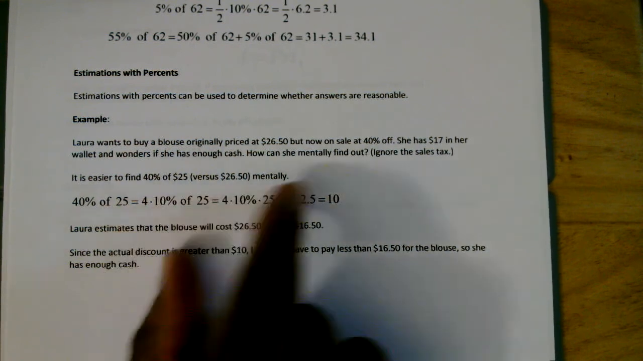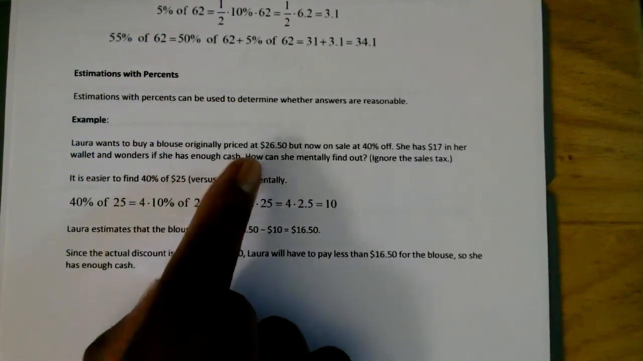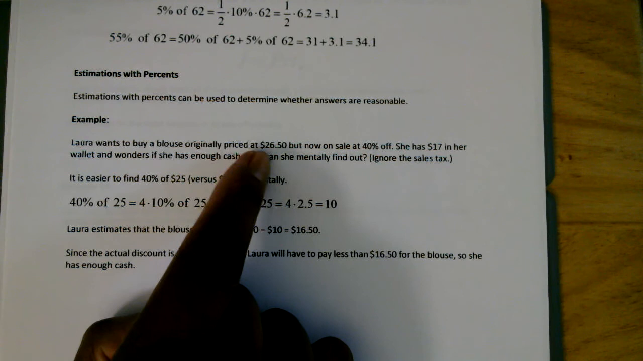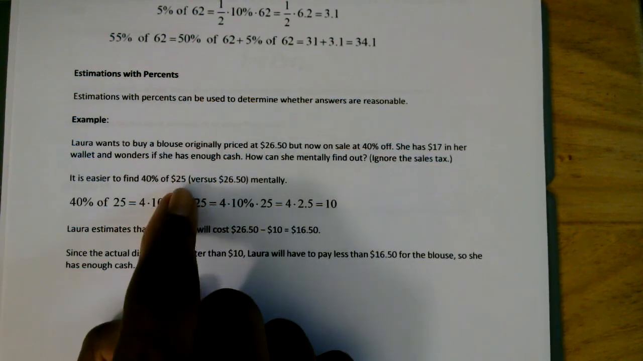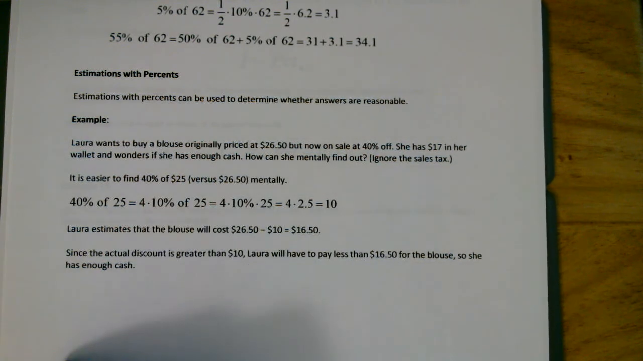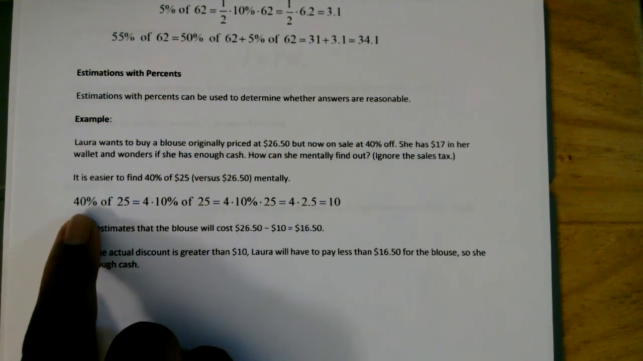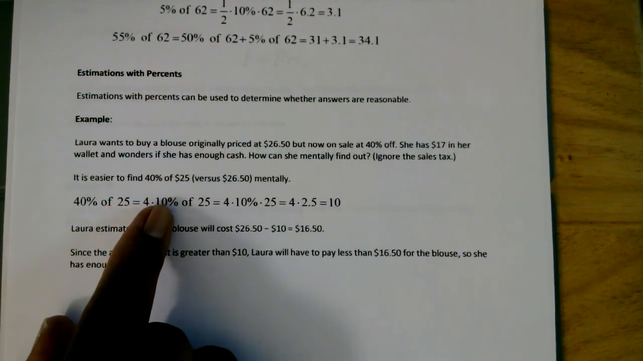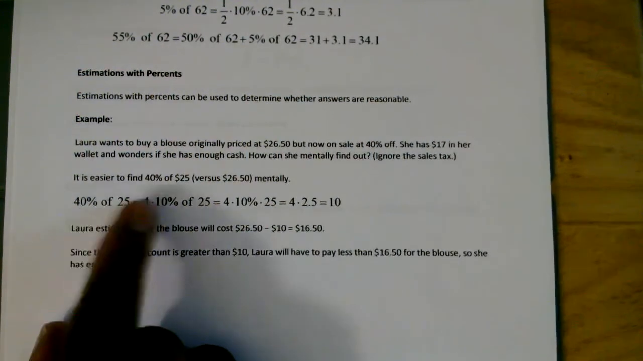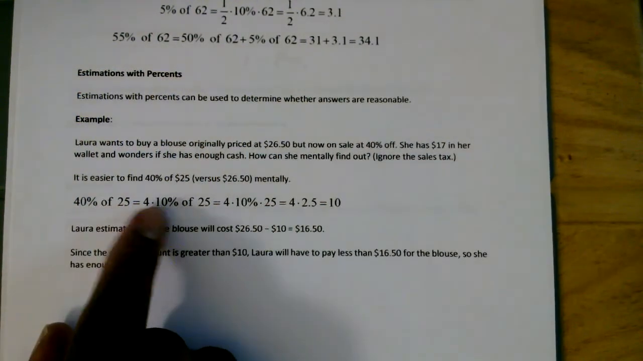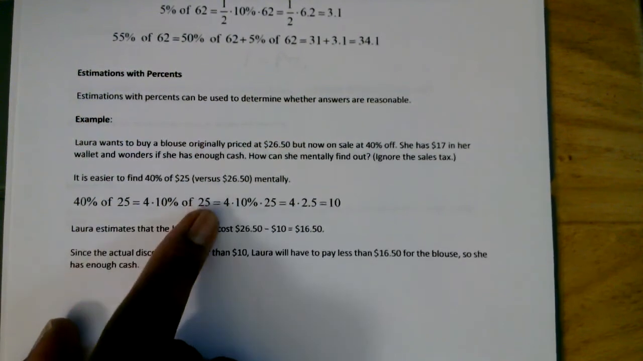Okay, let's think about this. 40%, we got that. $26.50, let's try $25. It's easier to find 40% of $25 if we can do that. Okay, so 40%, you know what? Let's use 10%, because I know 40% is 4 times 10%. So let's break that up: 4 times 10% of 25.